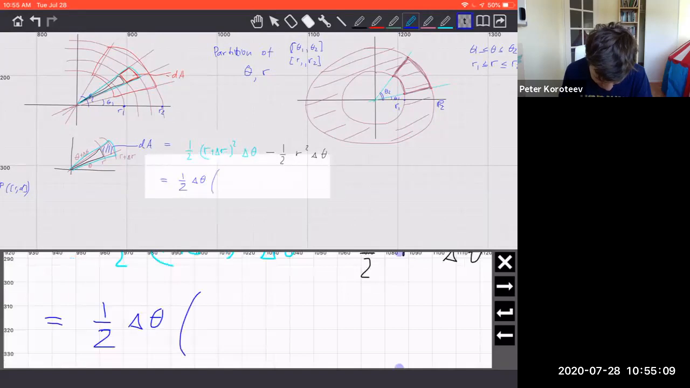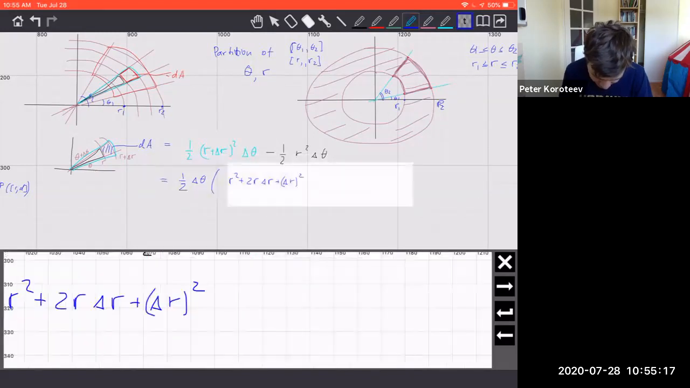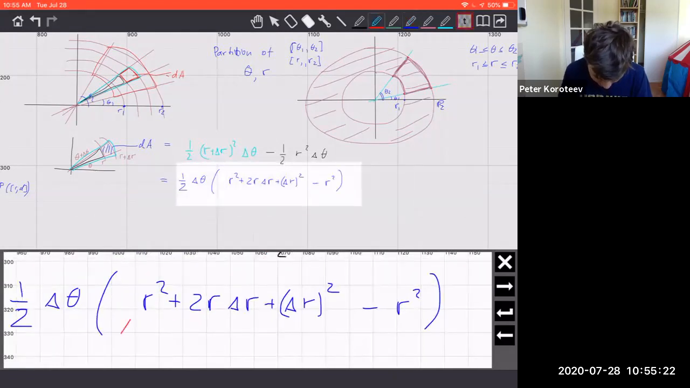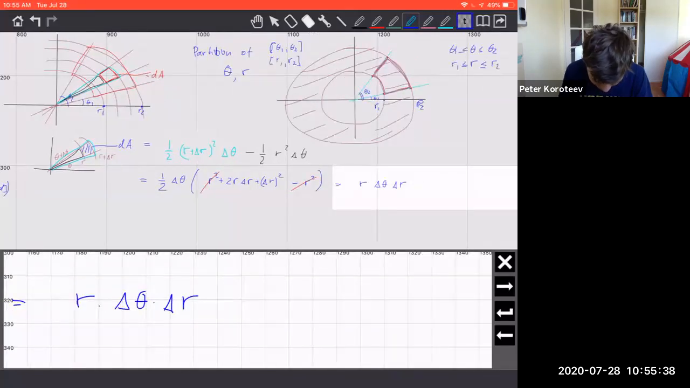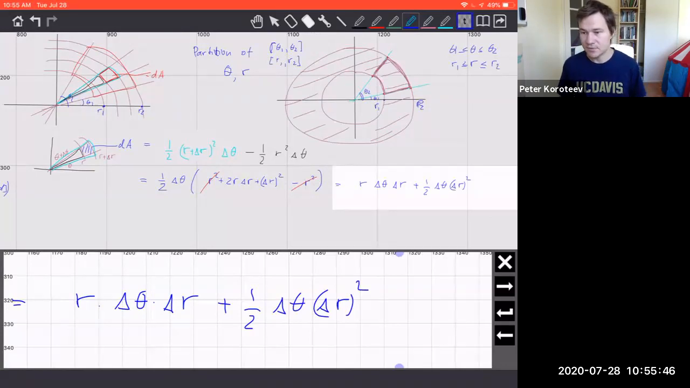Times theta, and then here we have r squared plus 2r delta r plus delta r squared minus r squared. So this leading term disappears, and then we have here two cancels. We have r times delta r times delta theta, and then there's another contribution with delta r squared, plus 1/2 delta theta delta r squared. Okay, so far so good.